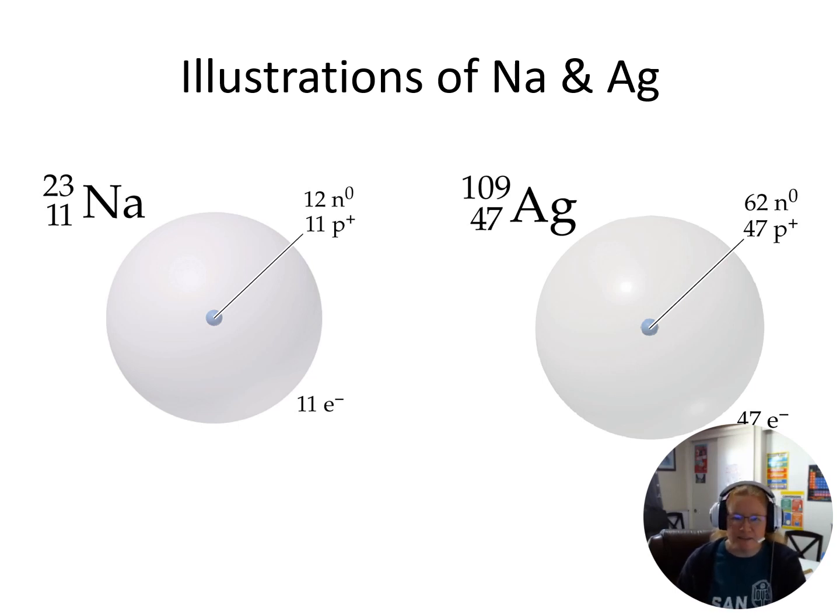Okay, here's some illustrations of sodium 23 and silver 109. So sodium 23, I have 11 protons. So 23 minus 11 is how I get my 12 neutrons. And then I would have 11 electrons to balance off the 11 protons. Silver 109, 109 minus 47 gives me my 62 neutrons. And then 47 protons, I have 47 electrons to make it neutral.